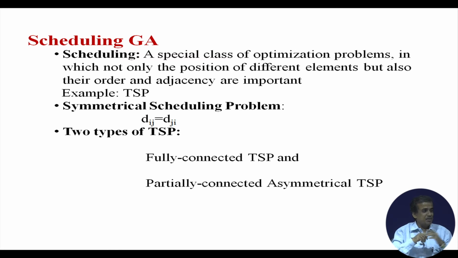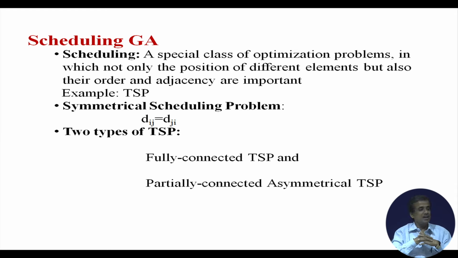And this type of optimization problem, scheduling optimization problem, is different from the ordinary optimization problem like optimal design of gearbox or optimal design of the spring and so on. The optimal design of gearbox, optimal design of spring, these are very simple optimization problems compared to your scheduling optimization problem, because here order and adjacency are also very important. The relative position of the cities are also important. Not only the distance, but also their relative positions are important.